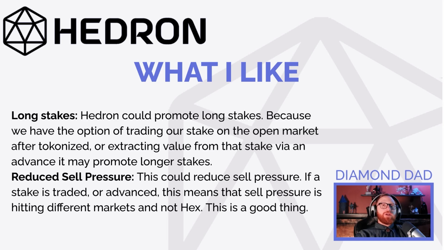The reason why we do 1 year, 2 year, 3 year stakes is because we want that money. We don't want to be looking at gains that are 15 years in the future, and we may need to put diapers on our babies. Hedron might solve this by allowing us to trade that stake later if we really want to, or extract value via the advance system. Also, we can just get free money by minting off that stake. So, because of that, every time you stake, you might be inclined to just throw it out 15 years. Hedron might promote long stakes.